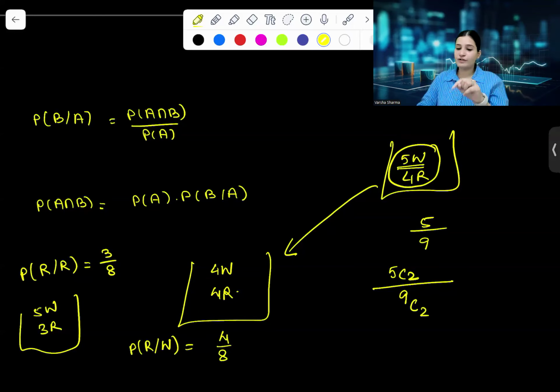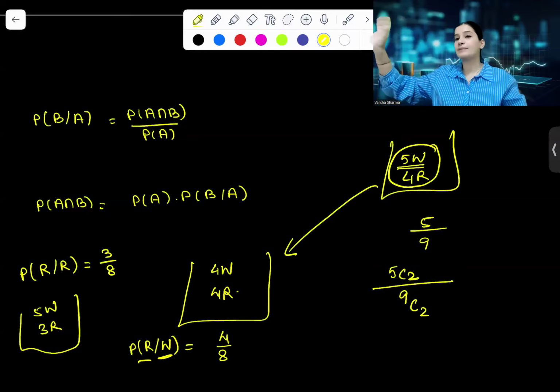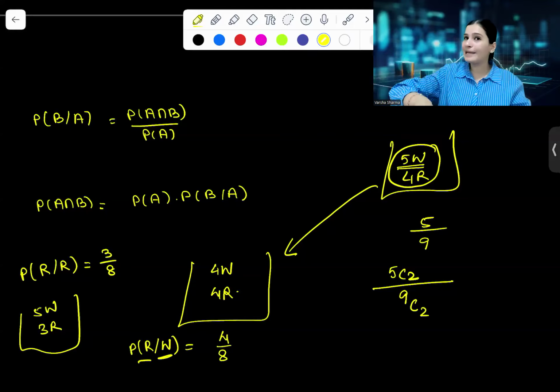So in conditional, I'll tell you both the events. What is my first event? For example, white ball. What is my second event? Red ball. And I'll ask you the probability of the second event. What is the probability that the second ball would be red in color, provided the first ball that you picked out was white in color? That means from the bag, one white ball has been removed. Whatever is remaining, from that we are picking up a red ball. So we don't need a formula. We can do it normally by common sense also.